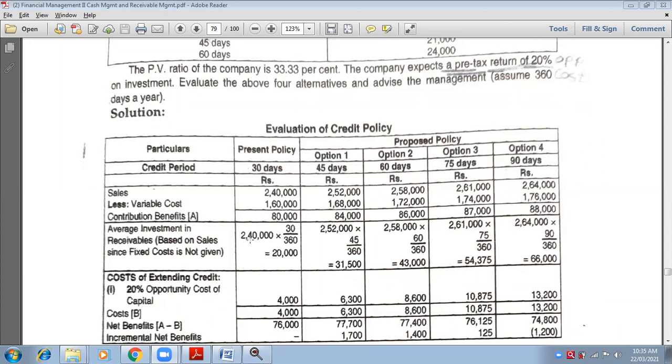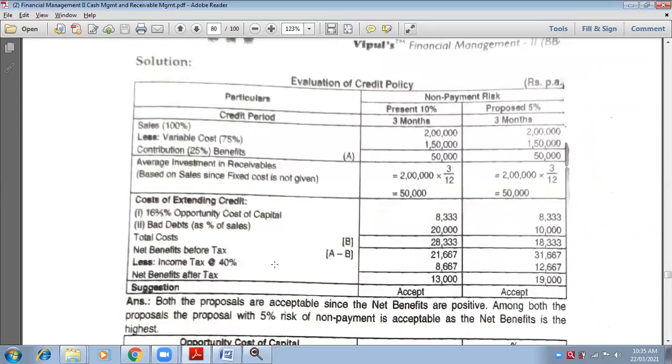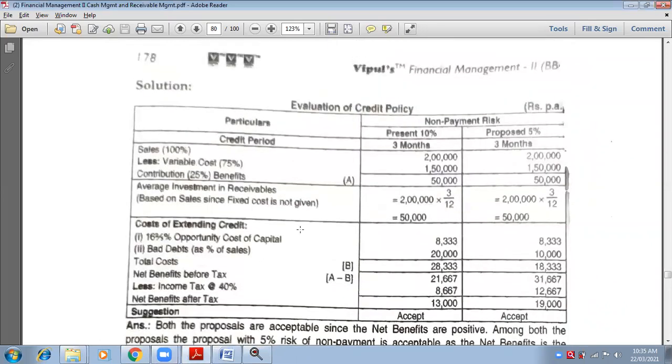In the first case, the present policy, your sales is 2 lakh 40 into number of days 30, and total number of days in a year is 360. So 2 lakh 40 into 30 upon 360 is how much? 20,000. It has to be written here only, 20,000. Okay, next.